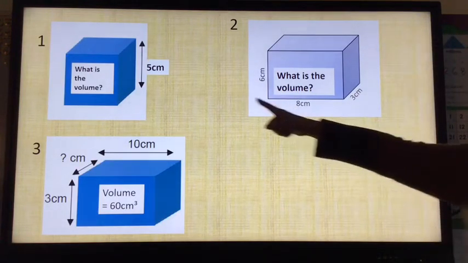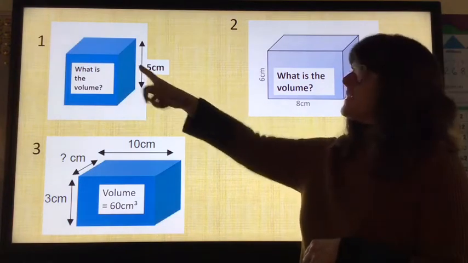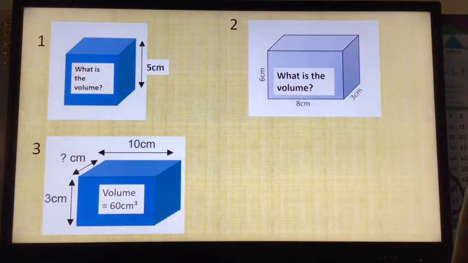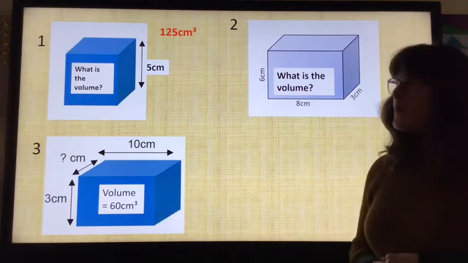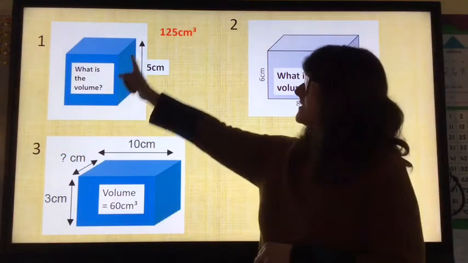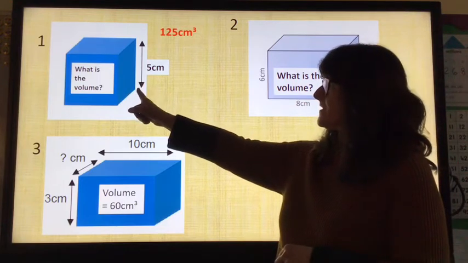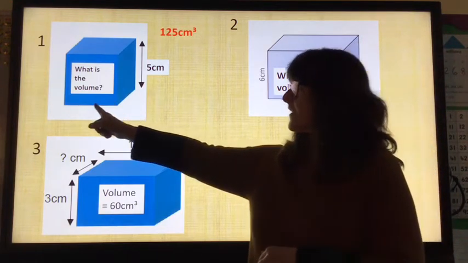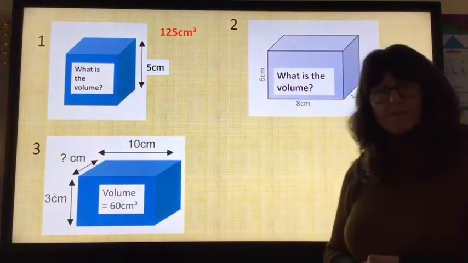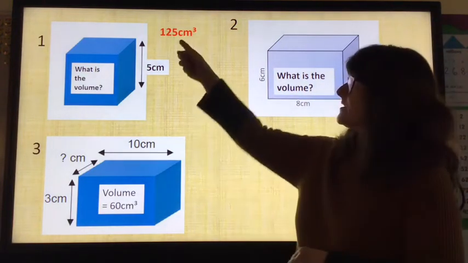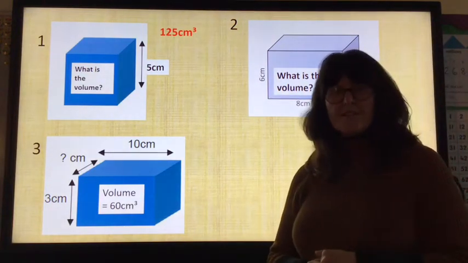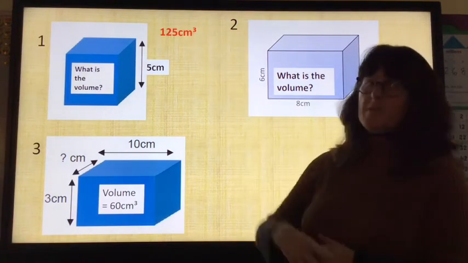So a little hint here, this is a cube, so you only need to know one of the measurements. How did you get on? Well, this is a cube, so if it's 5 centimetres high, it must be 5 centimetres long and 5 centimetres wide. 5 times 5 is 25, and 5 times 25 is 125 centimetres cubed. Did you remember your units?